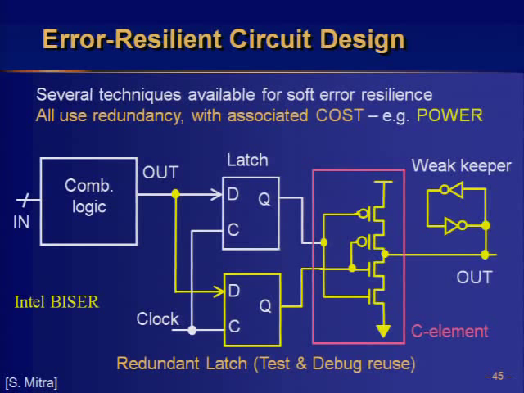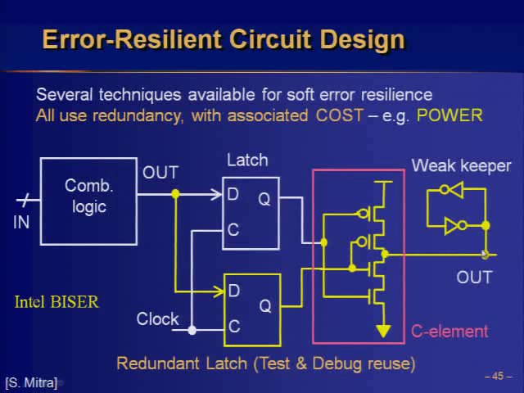So in this particular design from Intel, what they've done is they've taken the original latch and duplicated it, and they store an output bit that is computed in both of these latches. And then the outputs of these two latches are fed to a component called a C element. The C element has the property that its output only changes if both its inputs agree. So if there was a bit flip in one of these two latches, then these outputs will not agree, and therefore the error will not propagate through the C element.